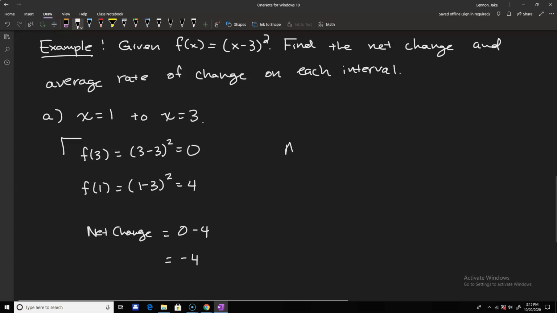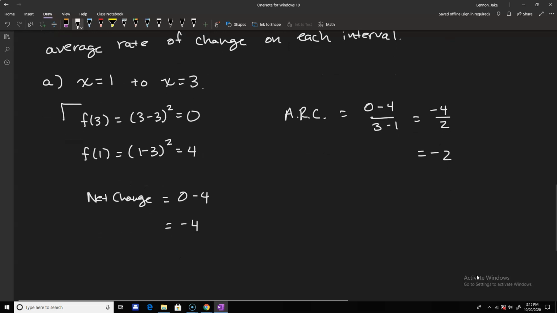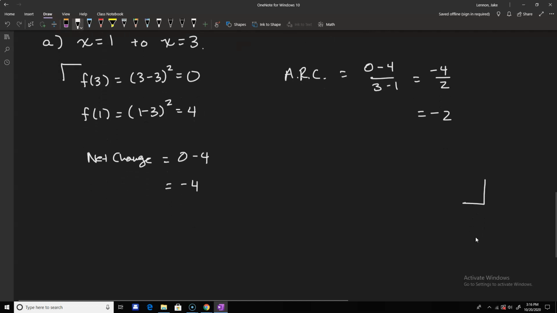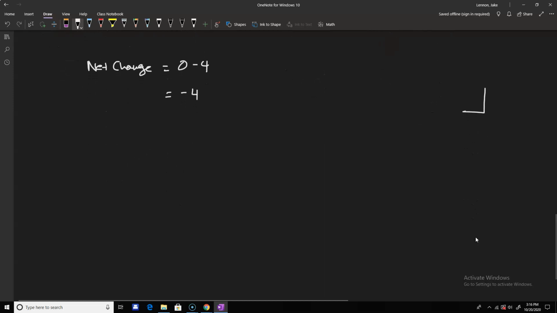Our average rate of change is going to be 0 minus 4 divided by 3 minus 1. So that's negative 4 over 2, and we have an average rate of change of negative 2. So those are the two things, the net change and the average rate of change computed on that interval. Let's go ahead and do it on another interval to see if things change at all.